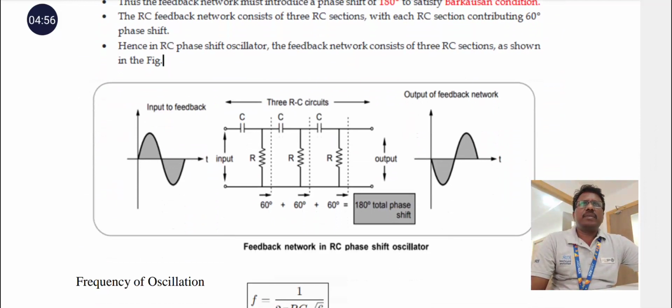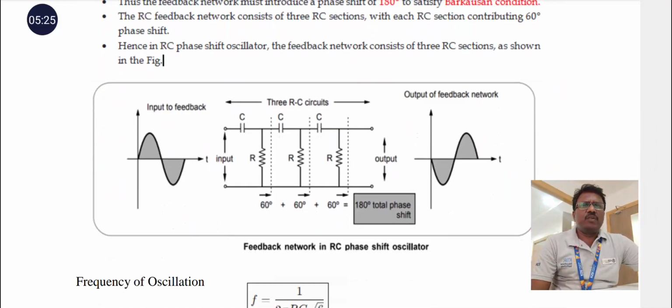So in the RC phase shift oscillator, the amplifier, usually a CE amplifier, introduces a phase shift of 180 degrees. According to the Barkhausen criterion, the total phase shift around the loop must be 360 degrees or 0 degrees. Each RC section contributes 60 degree phase shift, hence 3 into 60 is equal to 180 degrees total phase shift. So this figure shows the input and output waveforms of the feedback network.